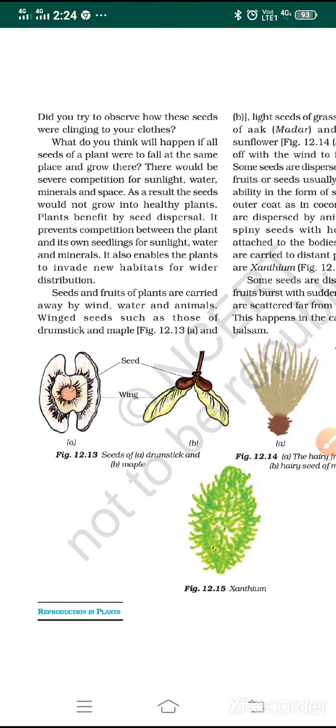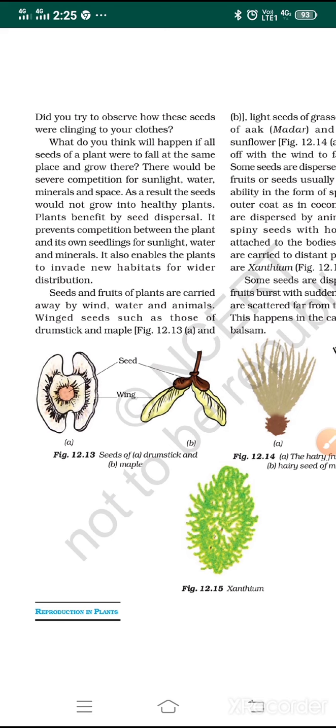There would be severe competition for sunlight, water, minerals and space. If the seeds fall at the same place just below the tree, the plants will compete to get sunlight, water, minerals, and even space to grow. There will be no space because they fall without any distance. As a result, the seeds would not grow into healthy plants.